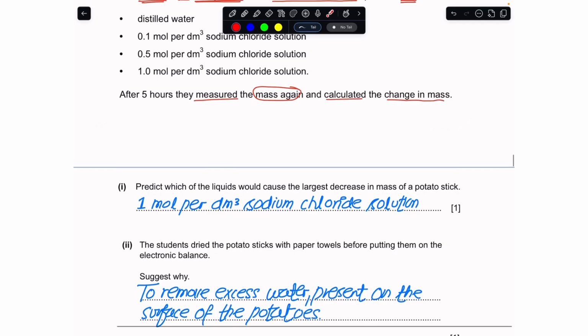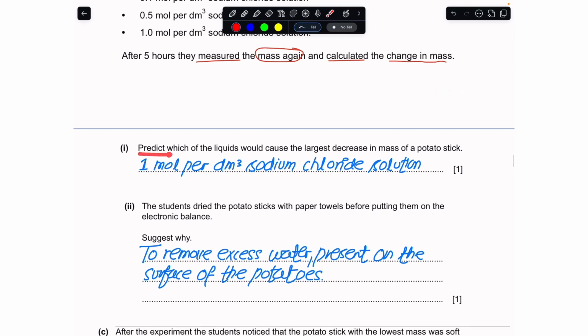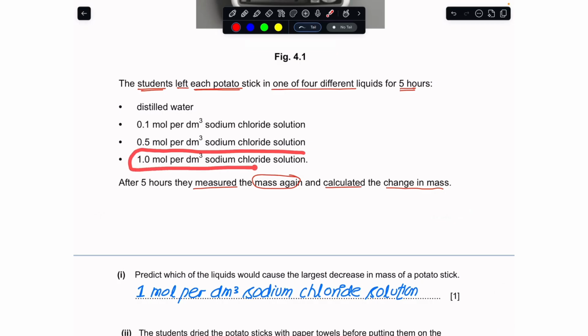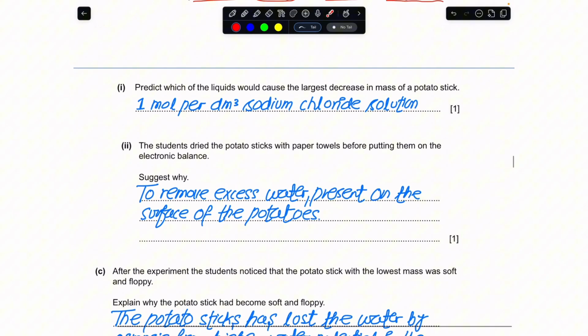Let us move onward, and here they are asking us to predict which of the liquids would cause the largest decrease in the mass of the potato sticks. So for sure we need to mention the sodium chloride solution which is the most concentrated, and this is 1 mole per dm cube sodium chloride solution, where the water potential is the least. So more water would escape out of the potato sticks into this solution, and that would account for the maximum loss in mass. So the answer is very simple: we would say this is 1 mole per dm cube sodium chloride solution.